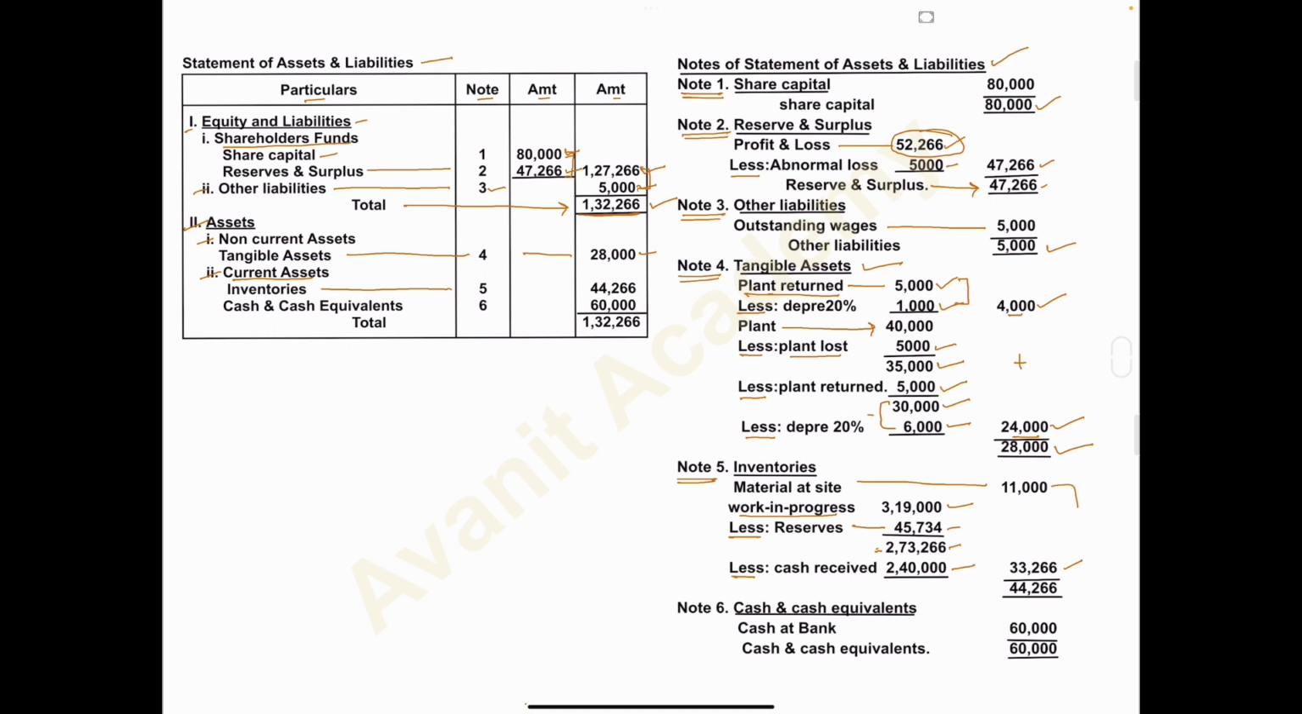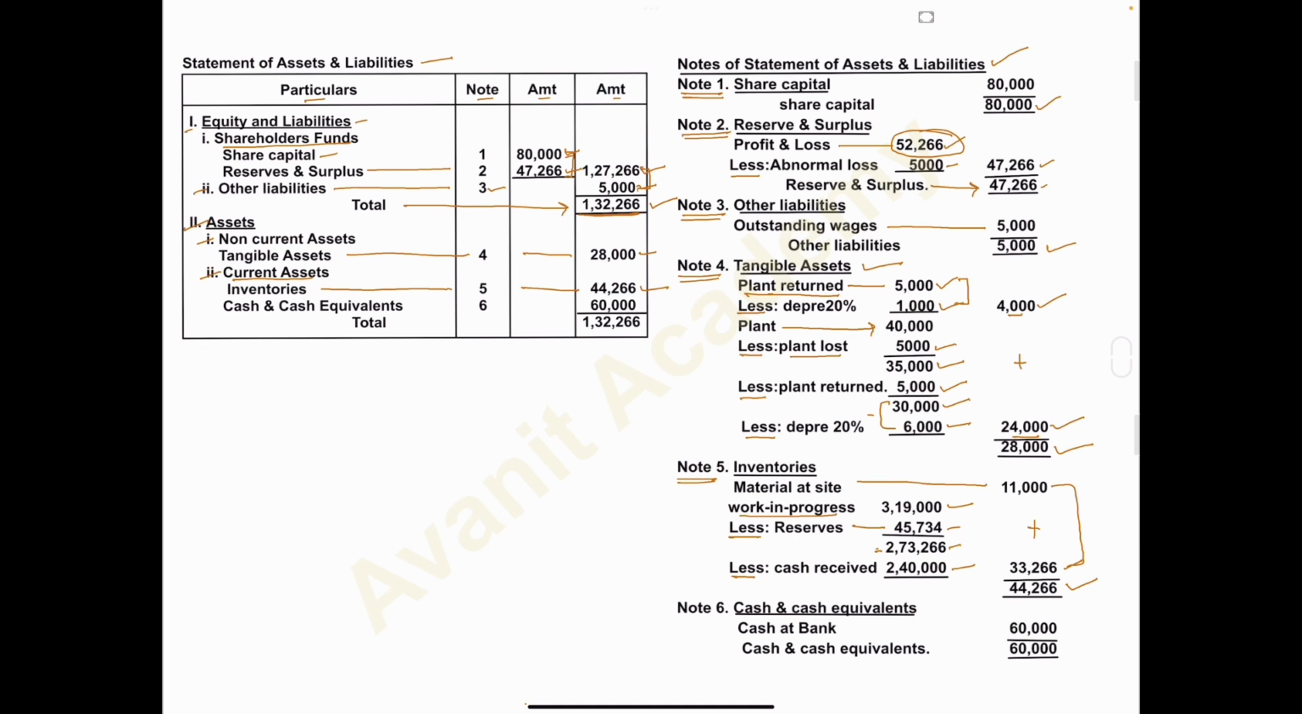And total of these two, 11,000 plus 33,266, you will get 44,266. This is the value of inventory. So in inventory, write 44,266.